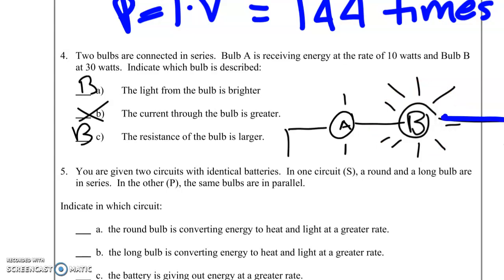Okay, if we were to color code this, this has more resistance, and it has a higher pressure difference. Bulb B does. That's not the right color.